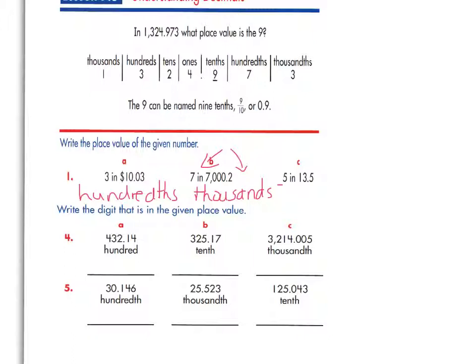Then we have this 5, and the 5 is in the place right after the decimal, so that would make it the tenths place. All right, next question. Write the digit that is in the given place value. So take a look. What digit is in the hundreds place value? Write it down. What digit is in the tenths place value? Write it down. And so on. Go ahead and press pause and complete those 6 questions right now.